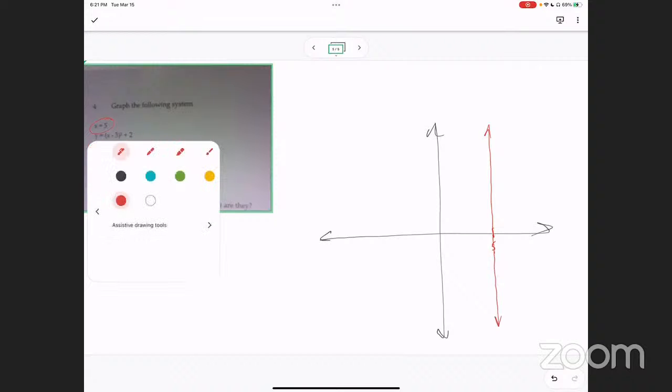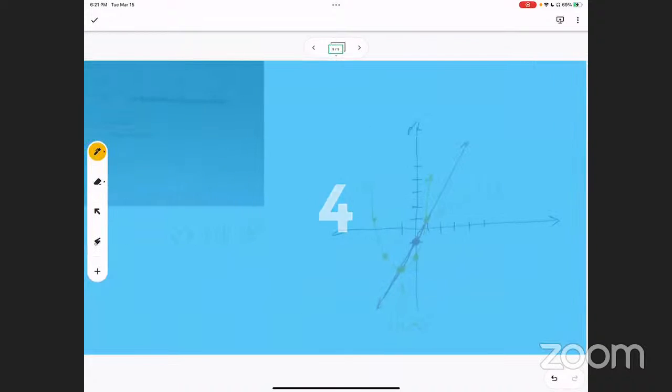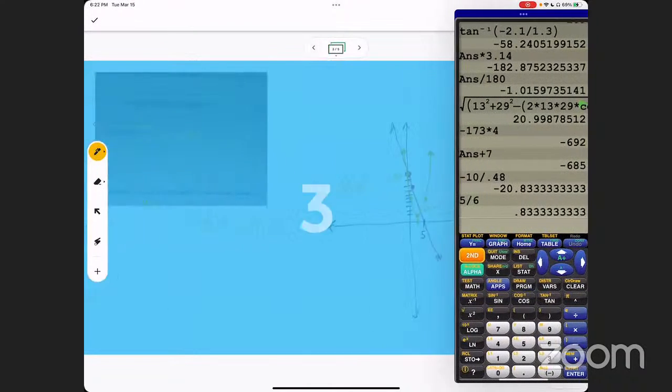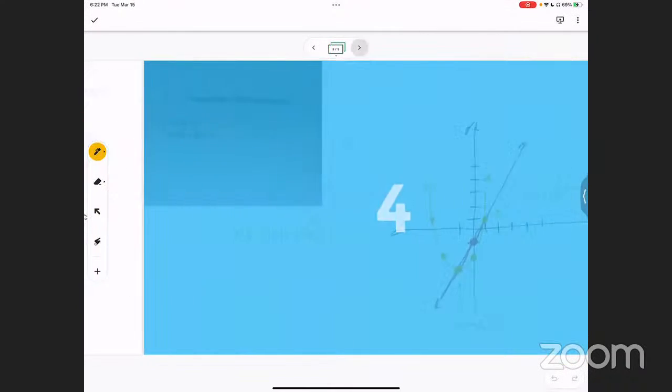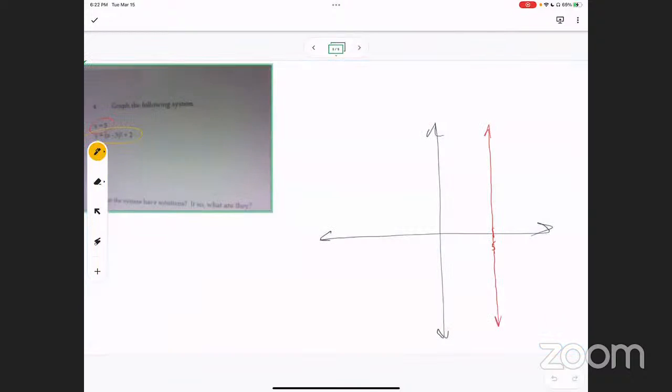And what's my other one? Quadratic. Okay, what's the vertex? +3, +2. Good. So 3, 2 would be right here. And then you go over 1, up 1. Over 1, up 1. And then you do the same thing on the other side. So that's going to put me at 4 and 3, right?